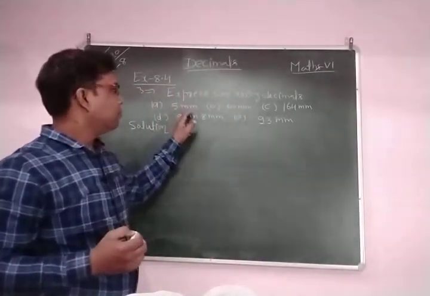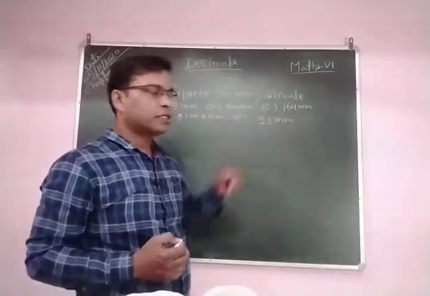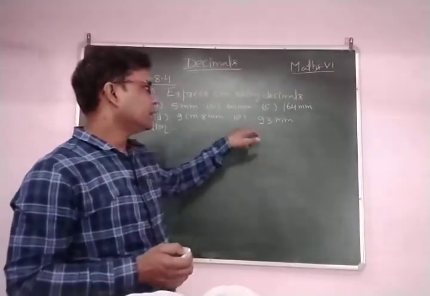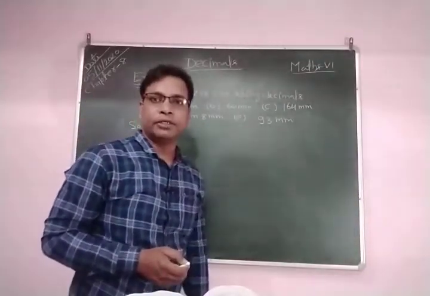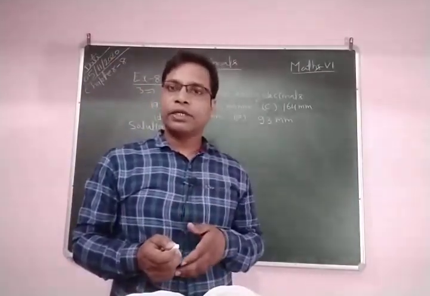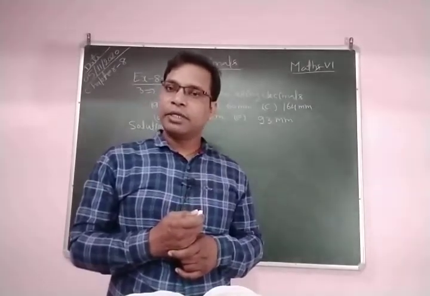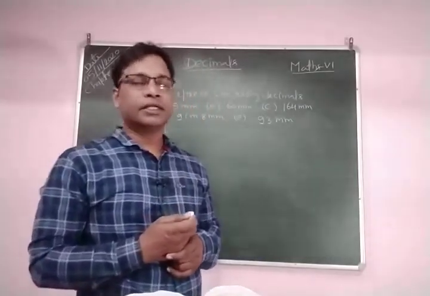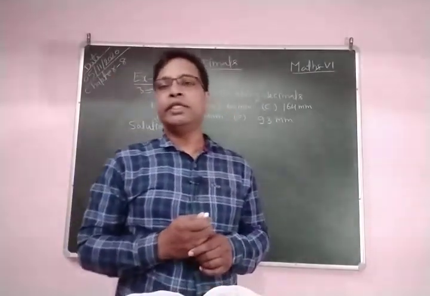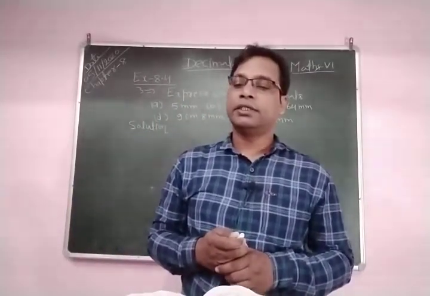Part A: 5 millimeters. mm is millimeters. Then 60 millimeters, 164 millimeters, 9 centimeters 8 millimeters, 93 millimeters. So we need to convert this quantity, which is given in millimeters, into centimeters using decimals. For this we need to know the relation between a millimeter and a centimeter.